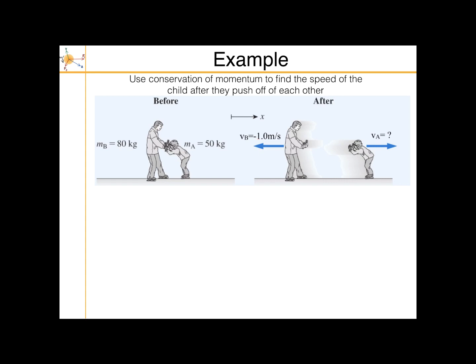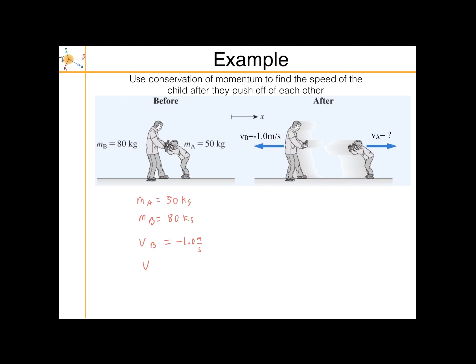So let's write down everything we know real quick. The mass of the child is 50 kilograms, right? The mass of the man is 80 kilograms. And the velocity of the man after the collision, or after they push off each other, is minus 1 meter per second. And they both start at rest.